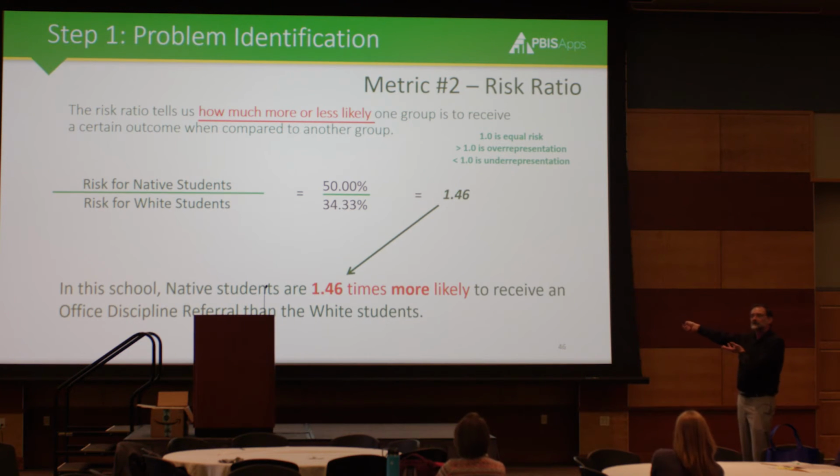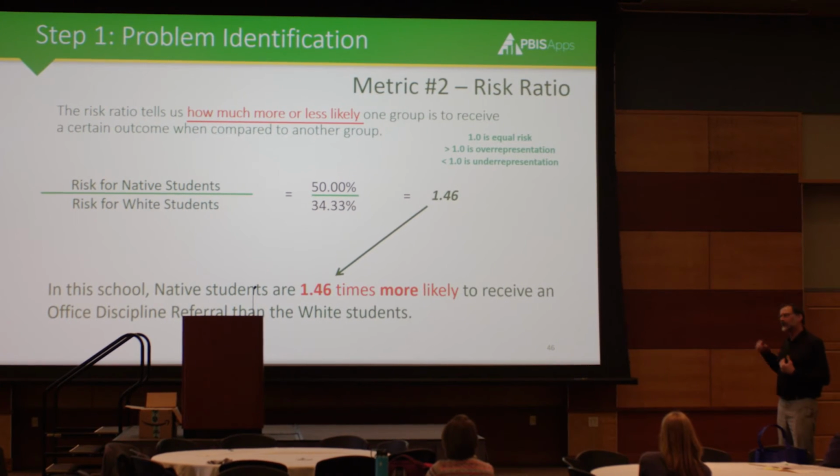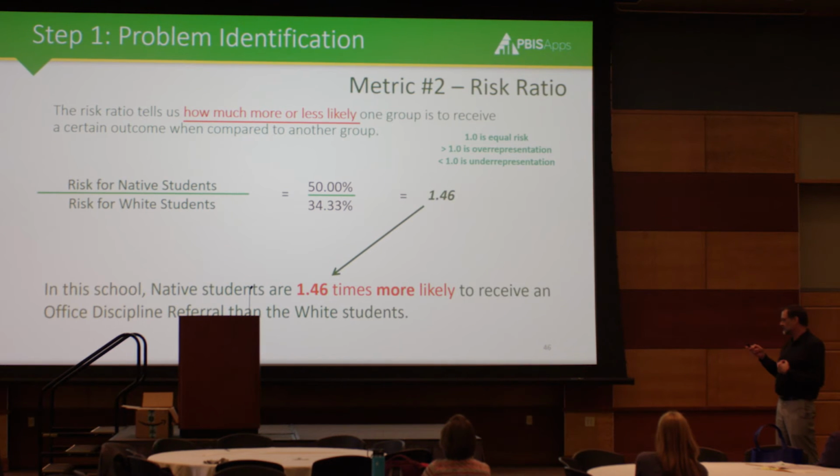0.46 times more likely. If it was 50% more likely that my daughter was going to get a referral at this school than your daughter, I'm going to probably be talking to the school about saying, why is that? What can we do? Why is this so inequitable? 50% more likely that my daughter, based on the color of her skin, is getting a referral compared to your daughter? That doesn't seem right. We can do something about that, can't we?